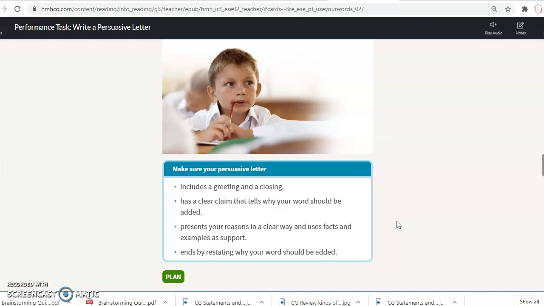In addition to restating the claim, a good ending should leave readers with something to think about. For example, how will people benefit from having the word appear in the dictionary? Now let's turn to page 221 in your My Book and review the rubric.